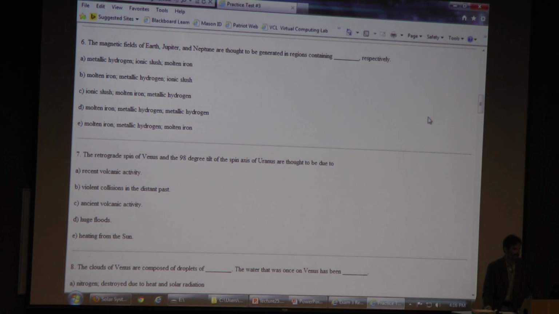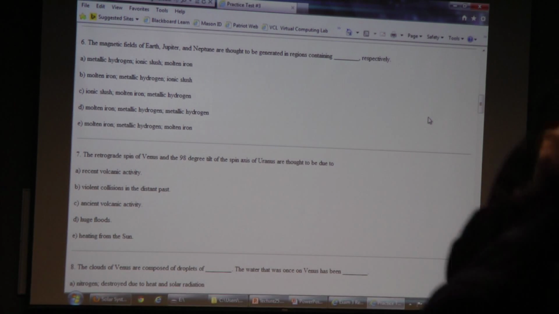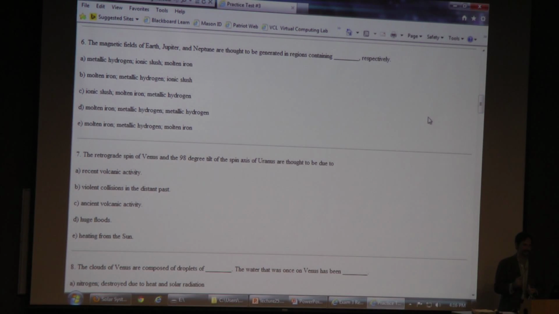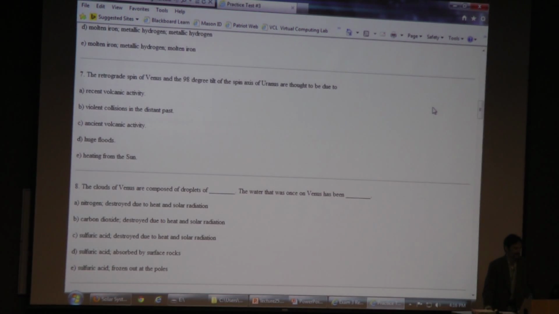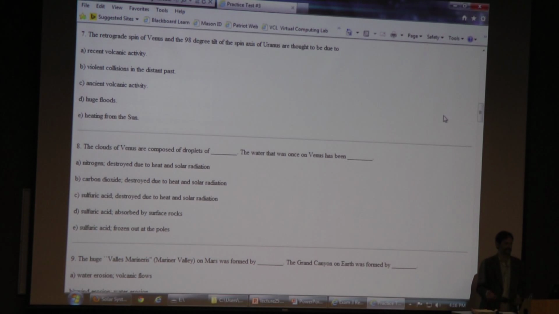Magnetic fields. Okay, this covers a whole lot of different things at the same time. Earth, Jupiter, and Neptune, we're going to have metallic iron, metallic hydrogen, and then ionic slush. So that would be B. But we just talked about how Uranus has this 98-degree tilt and Venus has this retrograde spin. They break the general pattern of regularity that we see in the solar system, so we believe those are probably due to violent collisions in the distant past.